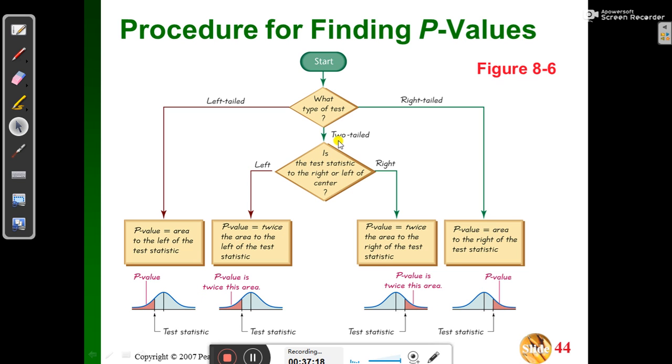And if we go two tail, we need to find out whether the test statistic is to the right or left of the center. If it is left of center, then the p-value should be equal to twice the area to the left of the test statistic, because we are using the two tail method. But if the p-value is right oriented, then we need to take twice the area to the right of the test statistic, meaning twice the critical area.